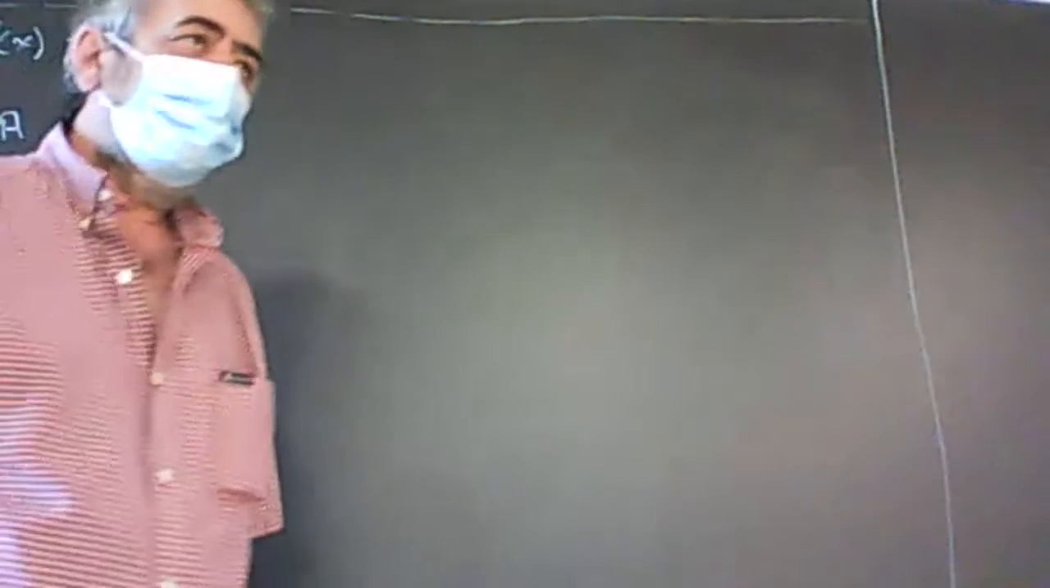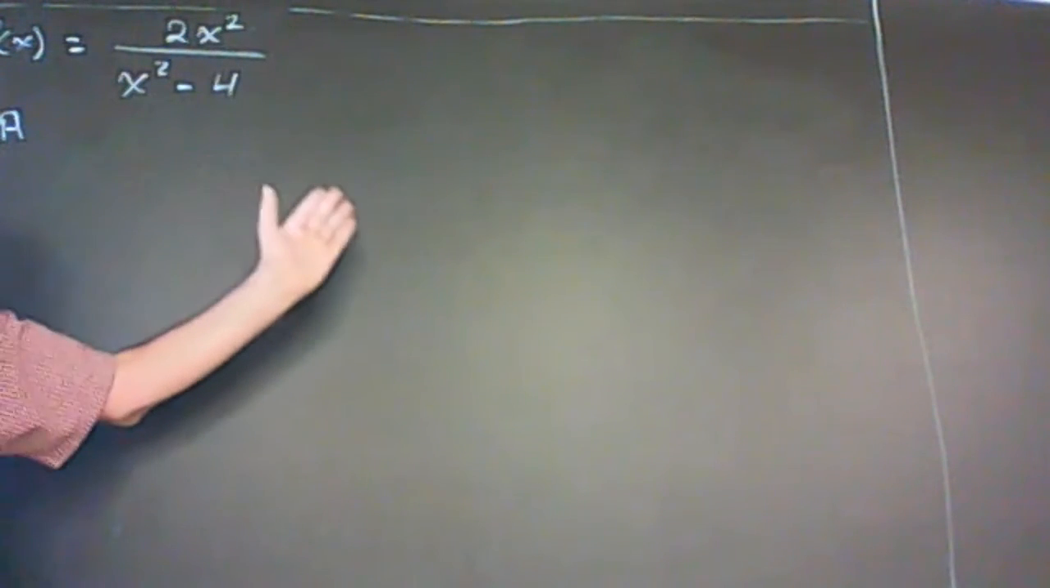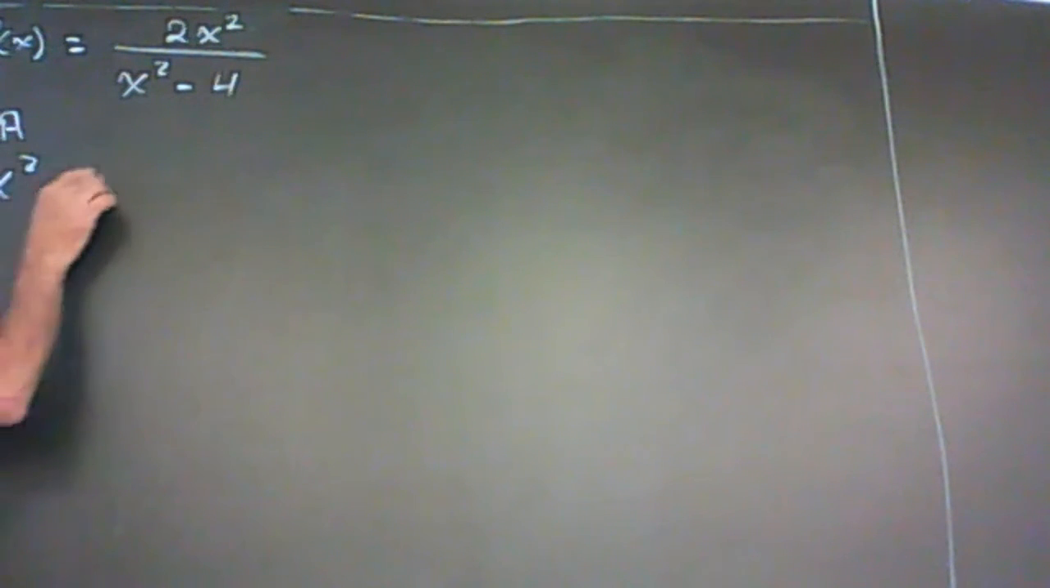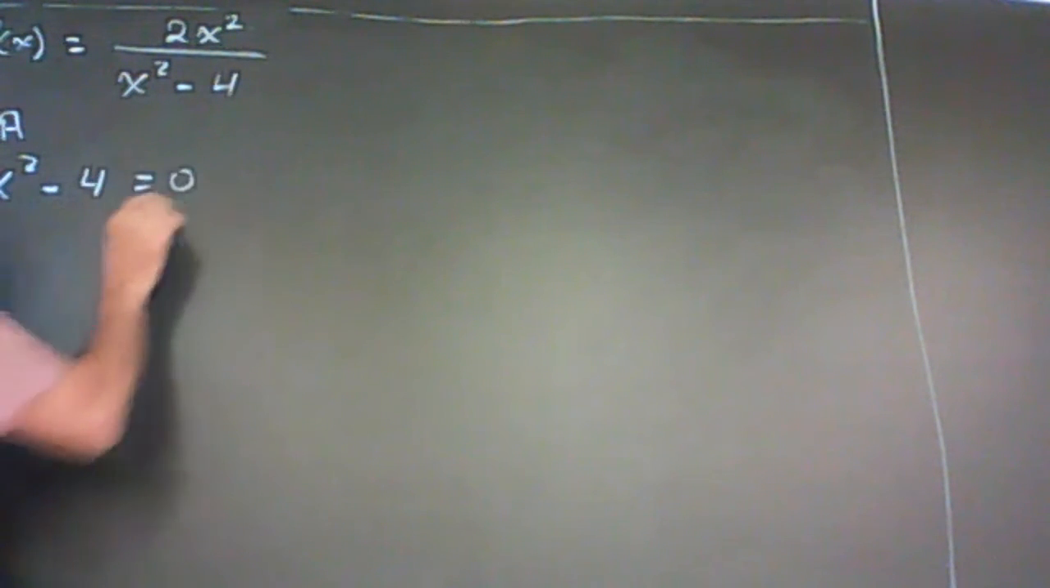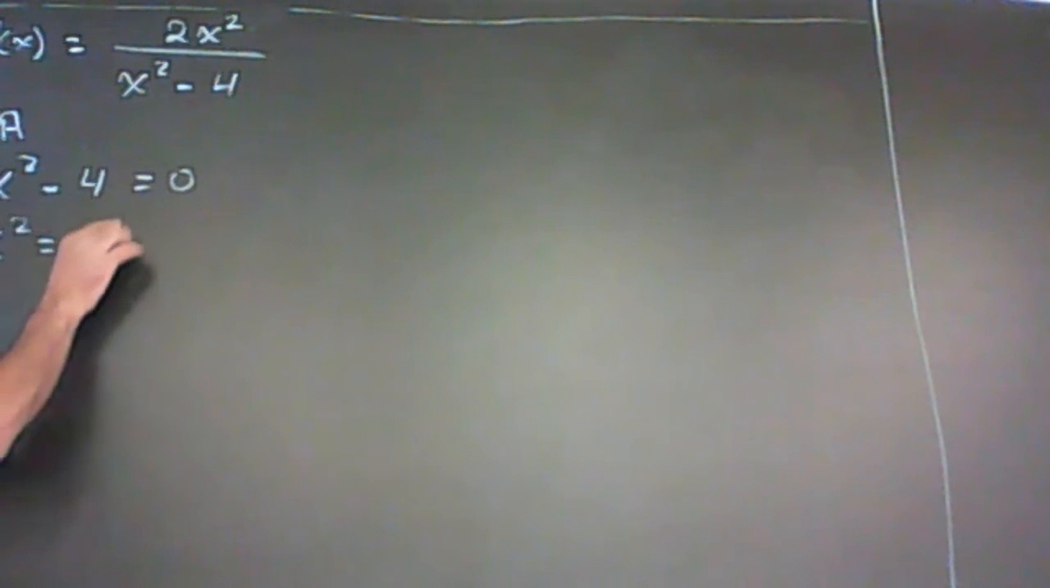So I'm just going to take the denominator. Let's solve for vertical asymptote. I'm going to take the denominator, we're going to make that equal to 0, and then we're going to solve the equation. So we have x squared minus 4 equals 0. This is a binomial, so in this case I can leave the x squared on one side, equal 4.